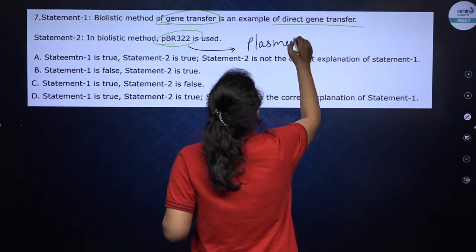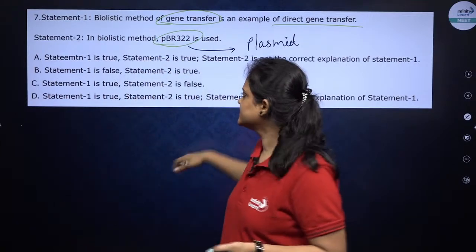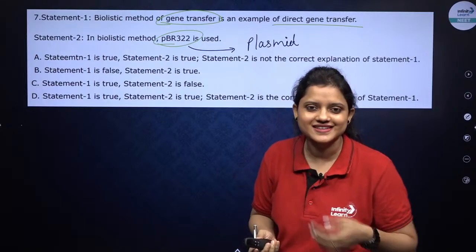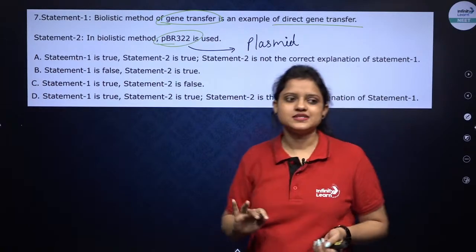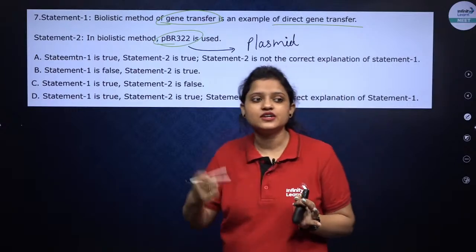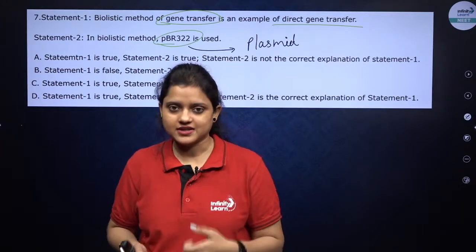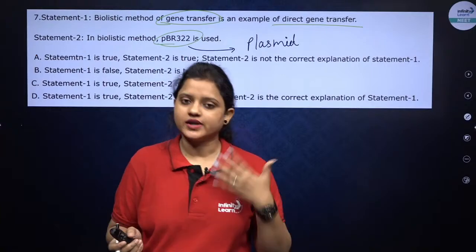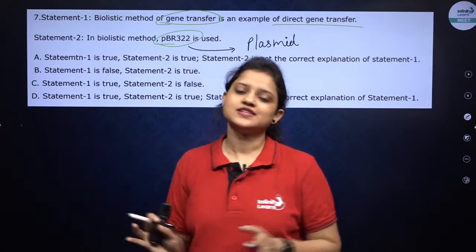Can you tell me which is the correct option? Statement 1 is true, or 2 is true, or both are true, or both are false. So basically the first statement is true, that the biolistic gene gun method is a method of direct gene transfer, right? There is a gun in which there are particles of gold or tungsten or platinum which are coated by the gene that we want to be introduced in the host cell, and then it is fired.